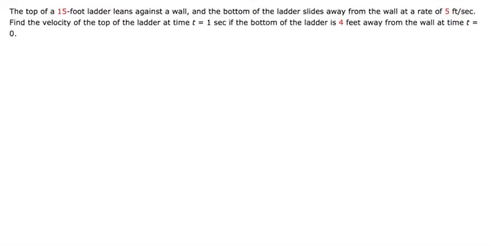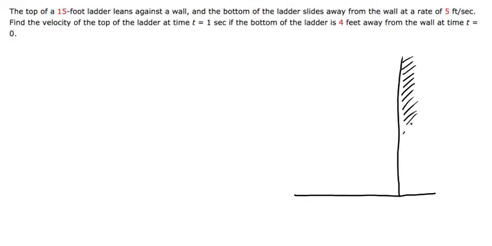In this problem, we have a 15-foot ladder leaned against a wall, and the bottom of the ladder is sliding away from the wall at a rate of 5 feet per second. We want to find the velocity of the top of the ladder at time t equals 1 if the bottom of the ladder is 4 feet away from the wall at time t equals 0.